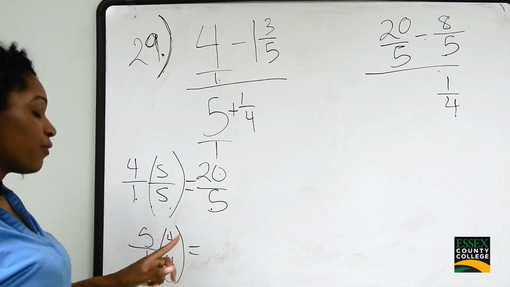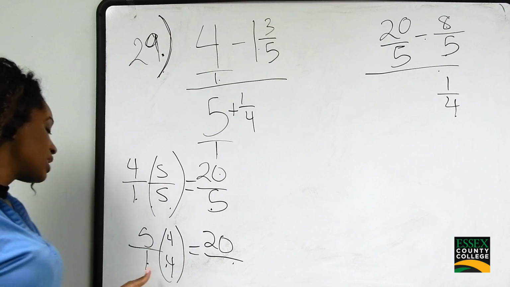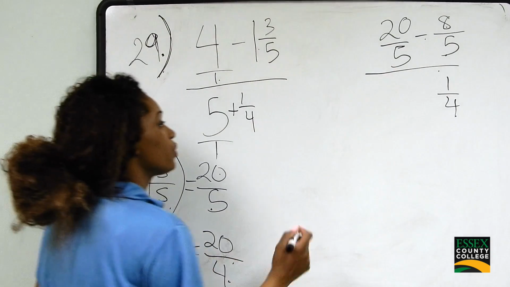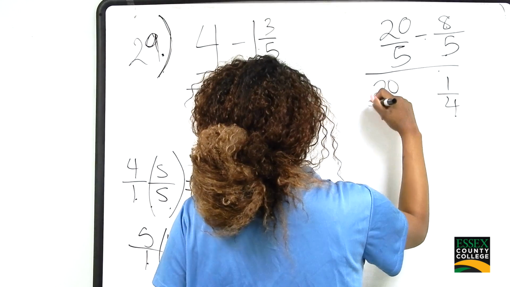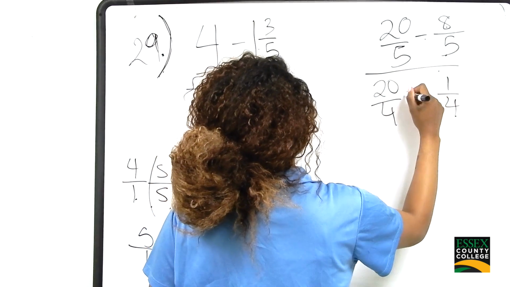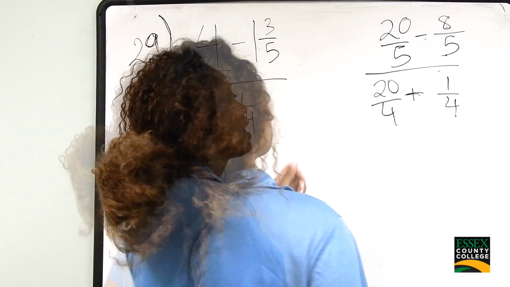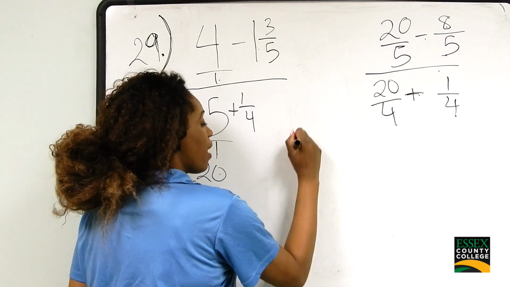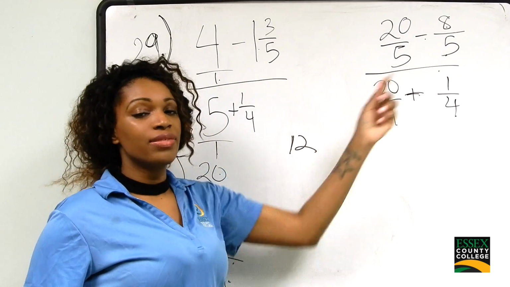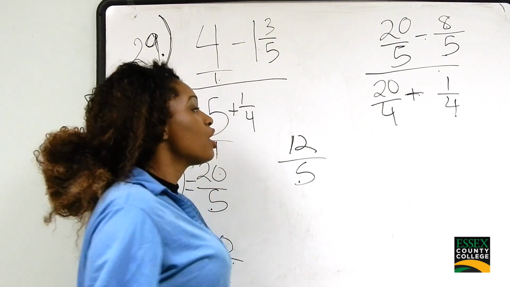When we do 5 times 4, we get 20 in the numerator. 1 times 4, we get 4 in the denominator, okay? So our new fraction is 20 over 4. Okay? 20 over 4 plus 1/4. 20 minus 8 gives you 12. And remember, you want to keep it all over 5. The denominator stays the same. So it's 12 over 5.